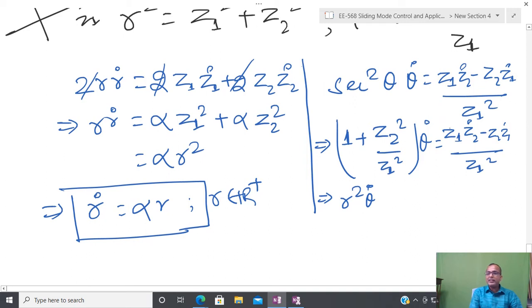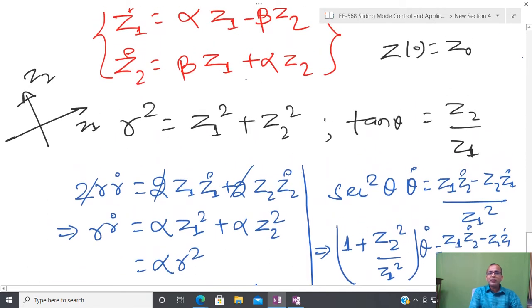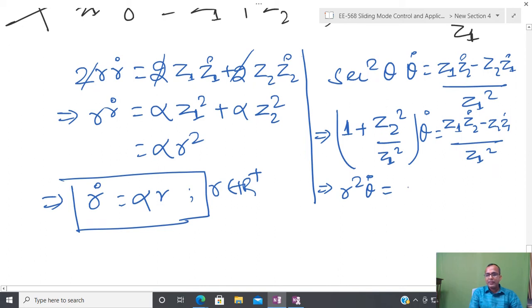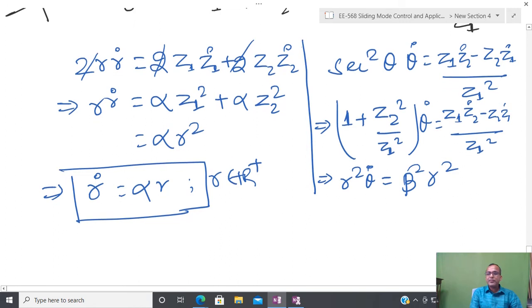If I manipulate this z1 z2 dot and z2 z1 dot, it is possible to show that if you substitute z2 dot, then beta z1 square plus alpha z2, and the alpha term is going to cancel out. Now in this particular case I have just a negative, so beta square comes into the picture, beta square into r square, because z1 square plus z2 square is r square. So what is theta dot? Theta dot is beta. Does anyone have any confusion in this?